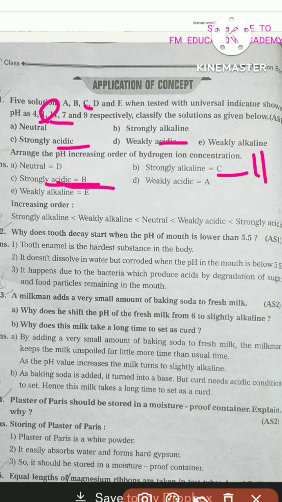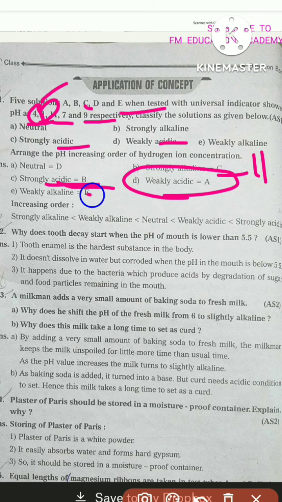Then weakly acidic means it is between 4 to 6. So here we have 4, which is A, so A. Then weakly alkaline means it will be between 8 to 10 we can say. So here 9, that is E, is weakly alkaline.